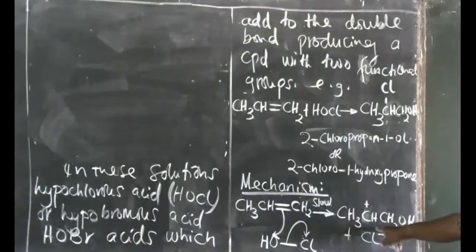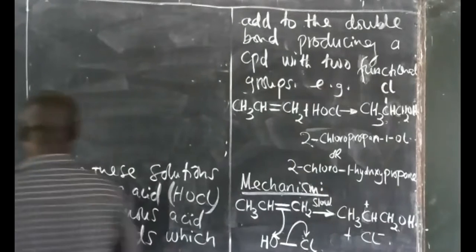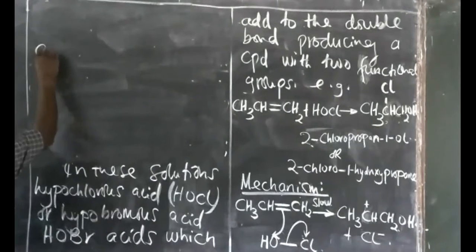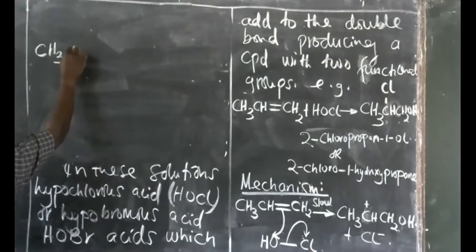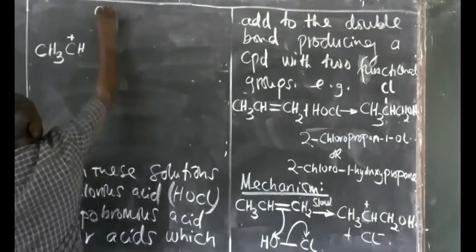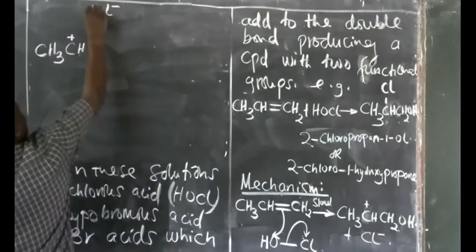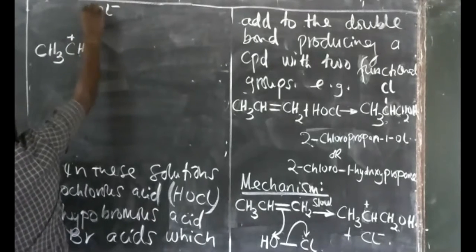After getting this one here, then we shall go to the next step, which is the first one or rapid step. So next one you're going to have CH3, CH plus, and then you have our Cl minus, but it's using the lone pair of electrons.